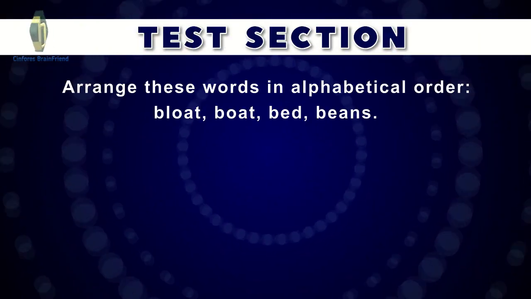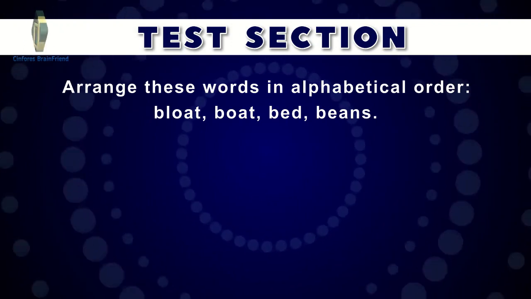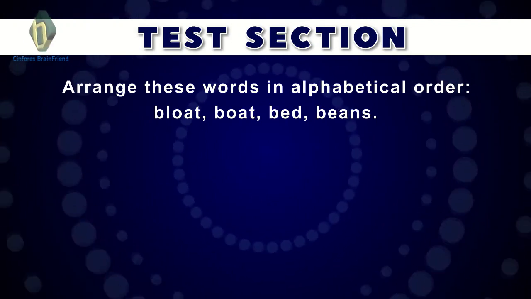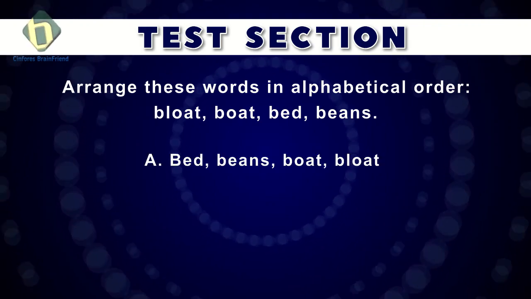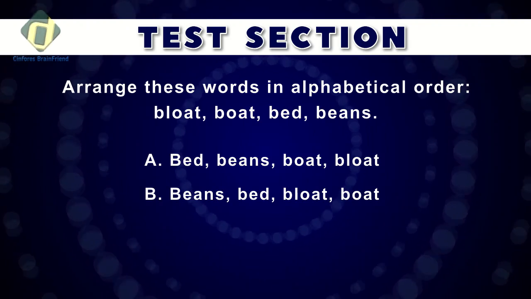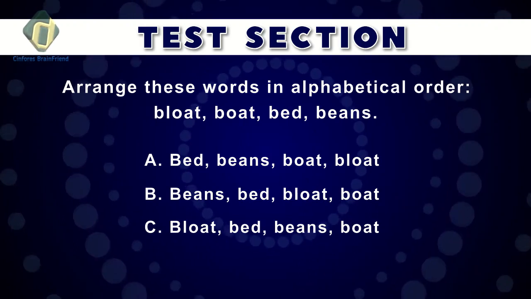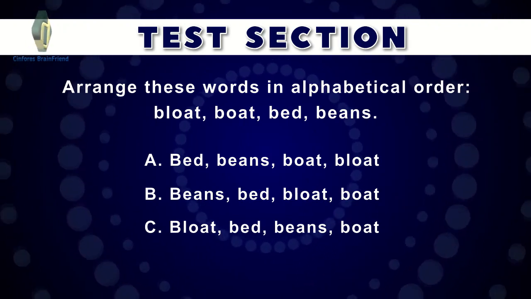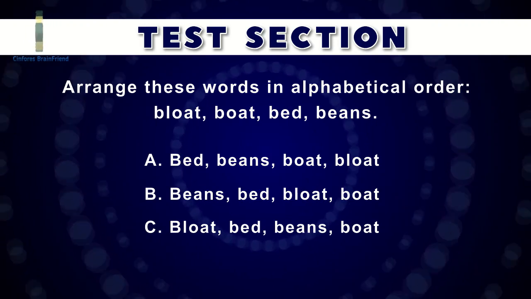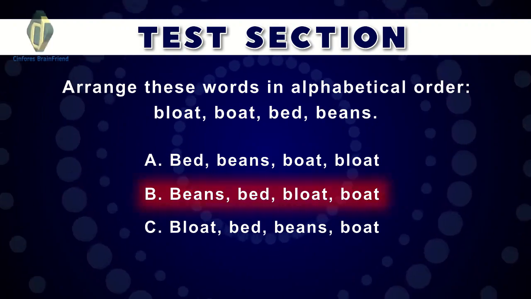Test section. Arrange these words in alphabetical order. Bloat, boat, bed, beans. Is it A, bed, beans, boat, bloat? B, beans, bed, bloat, boat? Or C, bloat, bed, beans, boat? The correct answer is B, beans, bed, bloat, boat.